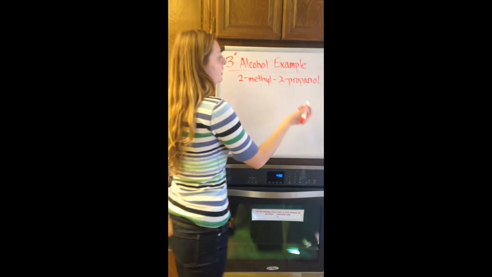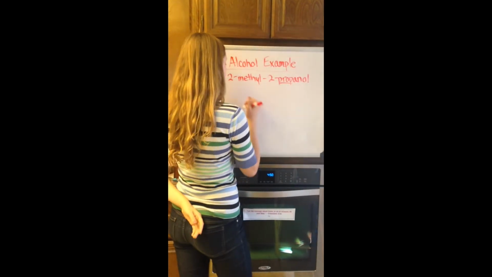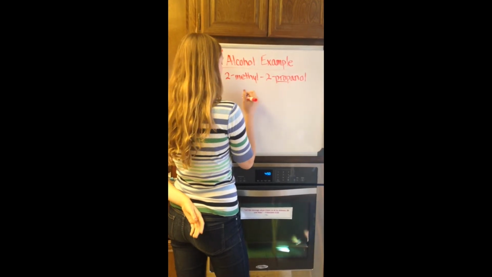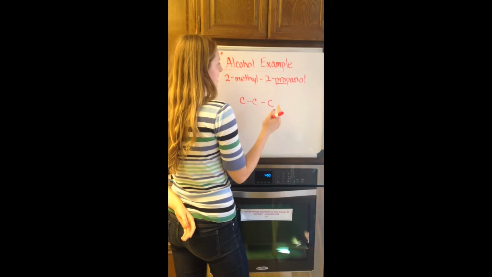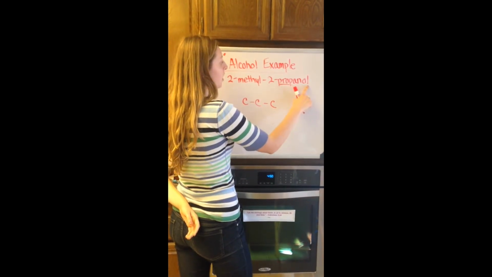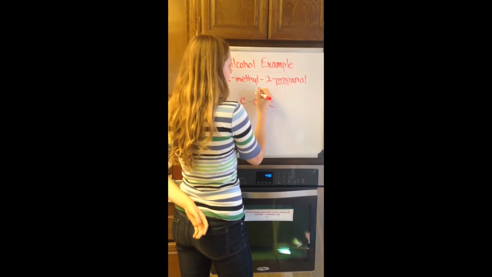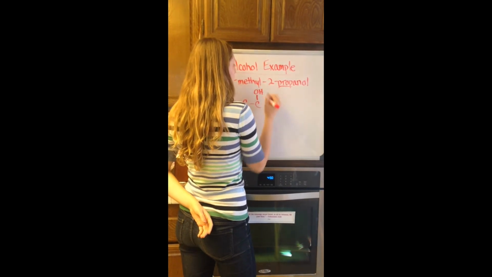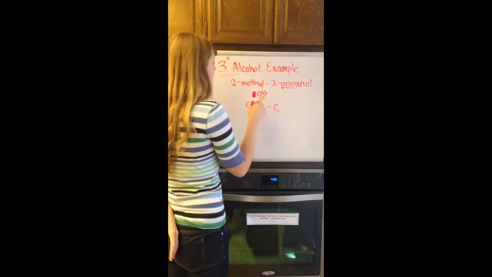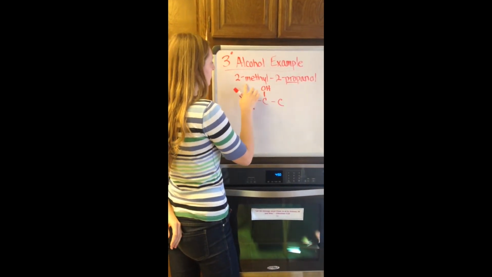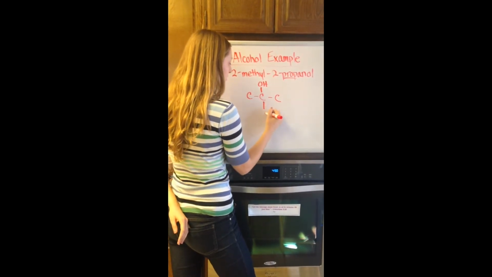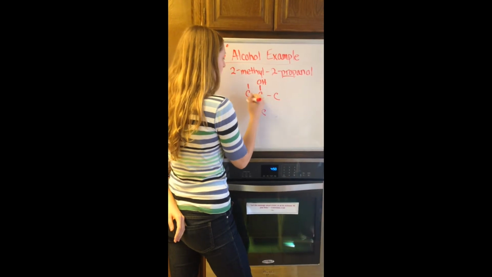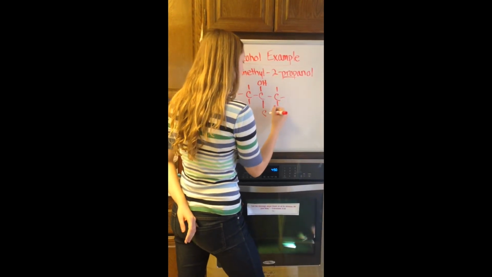We start by drawing the parent chain, which is here. So we have propanol, that'll have 3 carbons here. And then the alcohol is on the second carbon, so we're going to put that here. And then we see that there is a methyl group off of the second carbon. I'm going to put that here, and then we'll add our hydrogens.